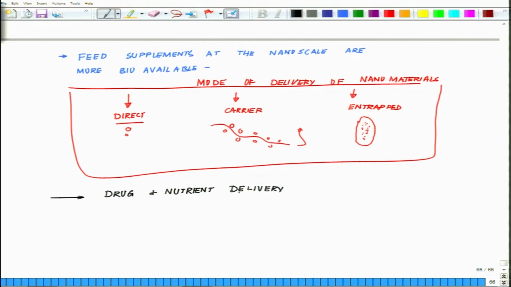When you talk about drug and nutrient delivery, it can be loaded with traditional antibiotics and may act as a shuttle to release them when in close proximity to a pathogen. So basically, when you talk about drugs, we are talking about antibiotic delivery at targeted site.